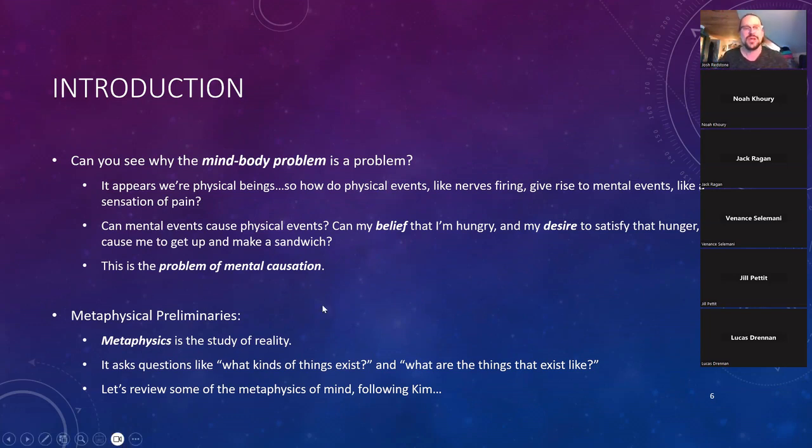And this is related to a problem that is closely connected to the mind-body problem, and that is the problem of mental causation. Can mental events cause physical events? How do physical events cause mental events? If mental events can't cause physical events, what does that mean for free will? Right? So you can see how this has some wide-ranging implications.